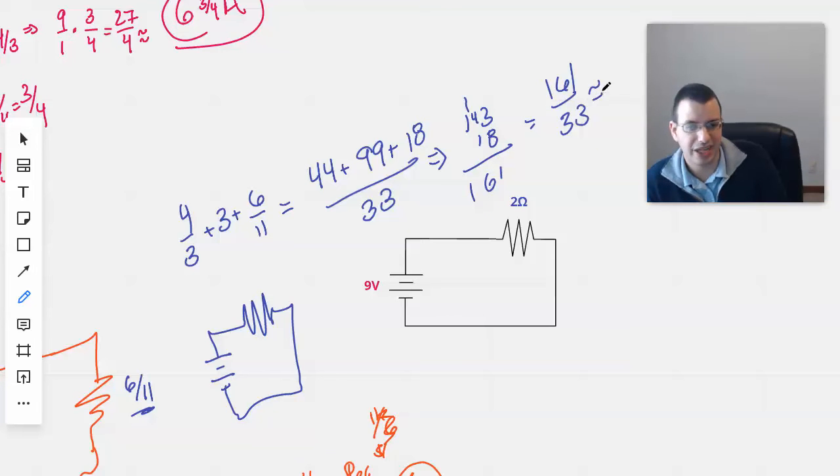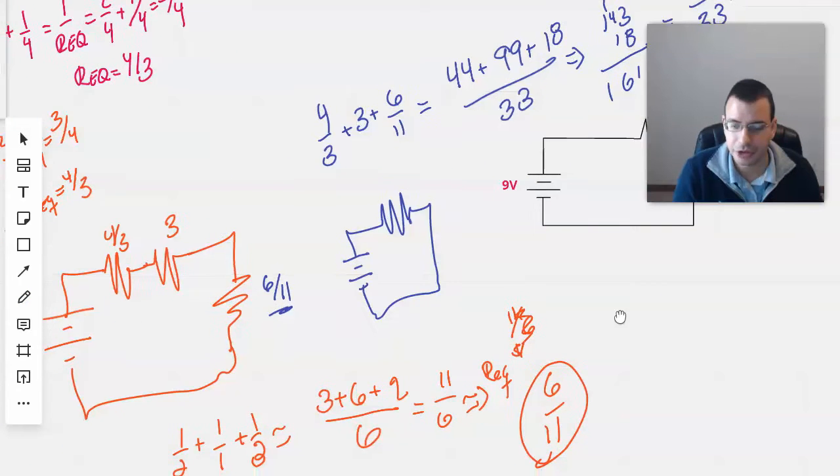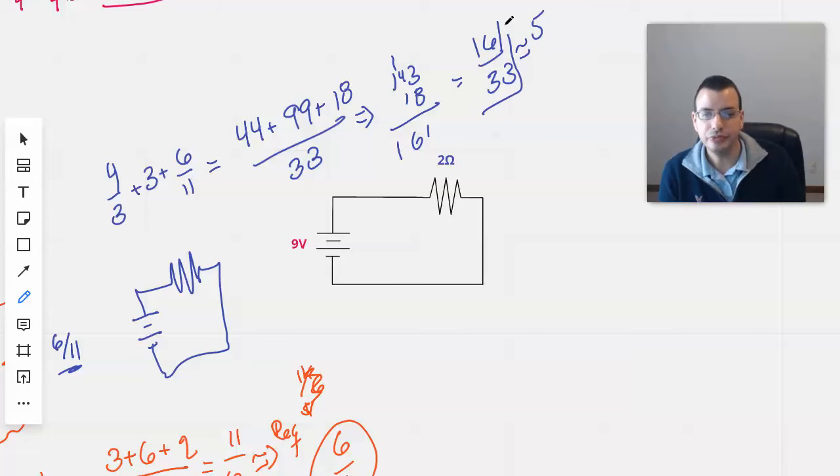161/33, which is, I don't know, 5. So we have about 5-ish ohms. Yeah, about 5. 161/33.